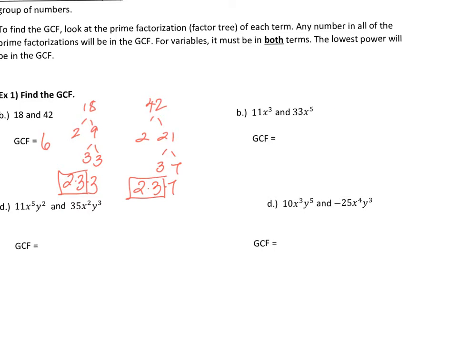First focus on 11 and 33. 11 is only 11 times 1, and 33 is 3 times 11, so they both have 11. The coefficient part is 11. Then we have x cubed and x to the 5th. This one has 3 x's and this one has 5, but this one still has 3 within it. So the greatest that they have between them is x cubed.